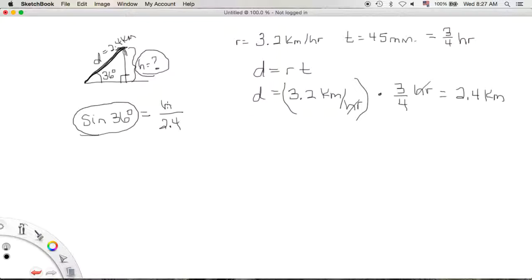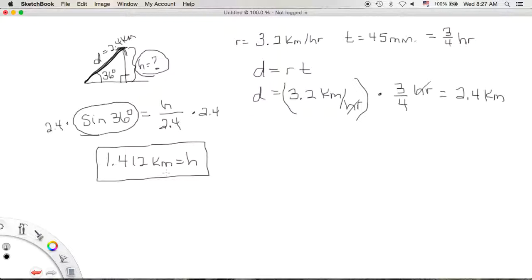We've got our variable divided by a number, so the opposite of division is multiplication. So we multiply both sides by 2.4. So in our calculator, we type 2.4 times sine of 36 equals, make sure we're in degree mode, and we get 1.412 kilometers equals h. And on these problems, for the most part, I want 3 decimal places. So just keep that in mind.